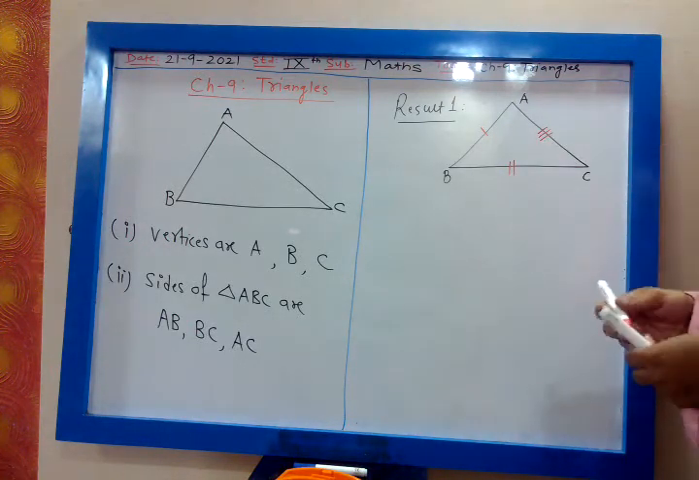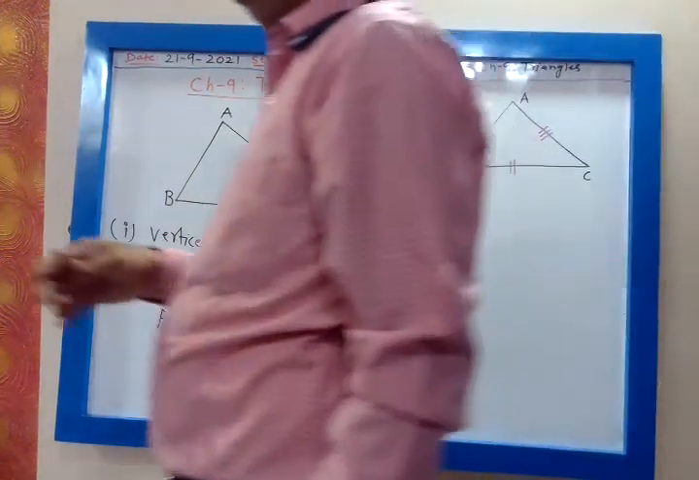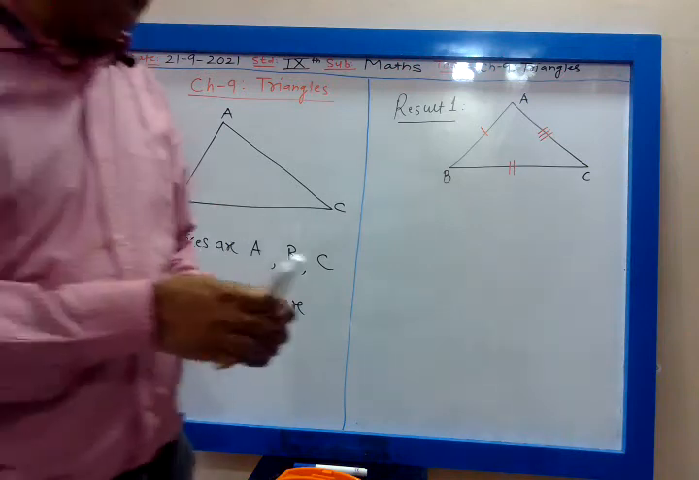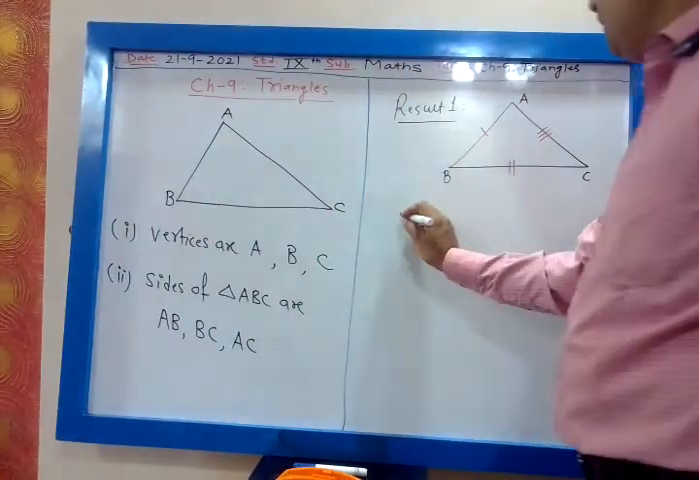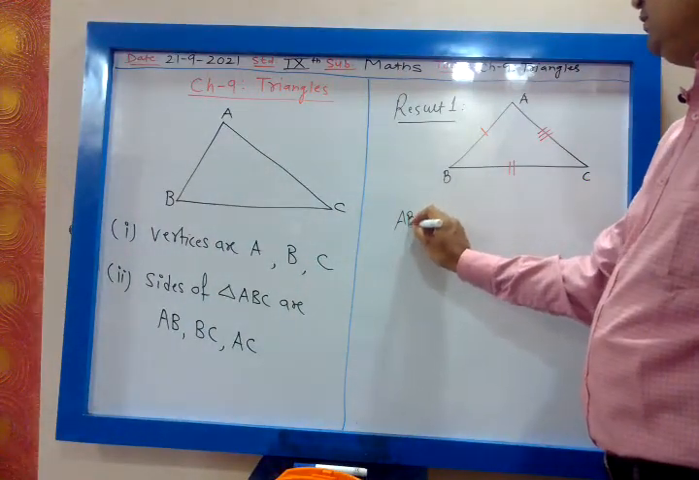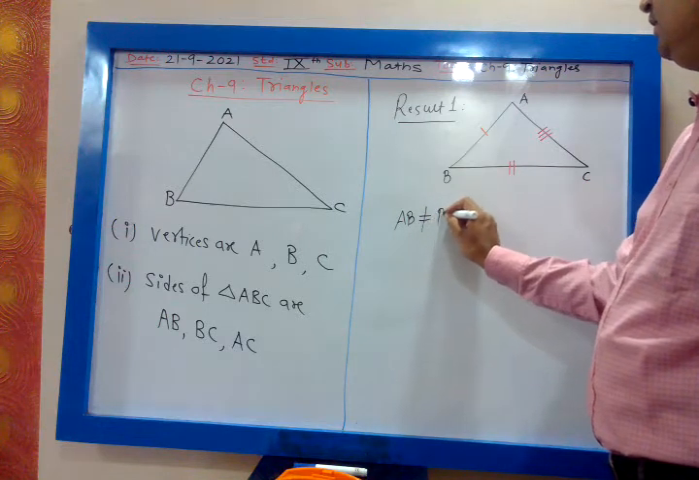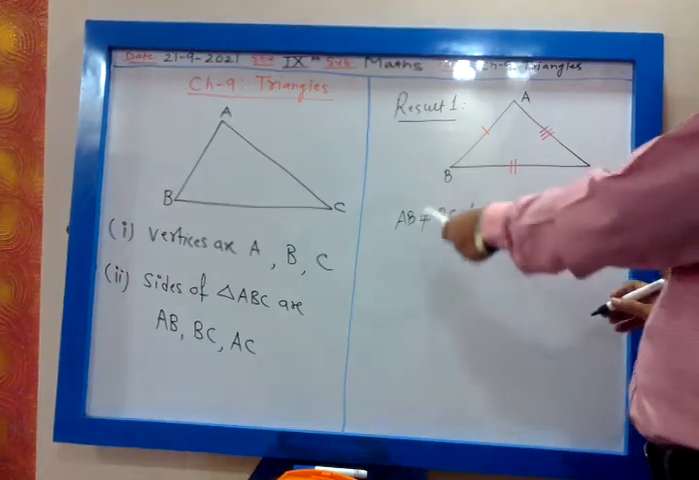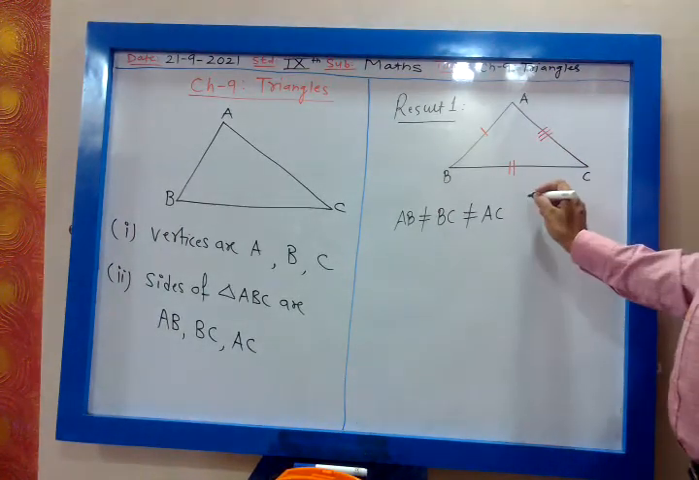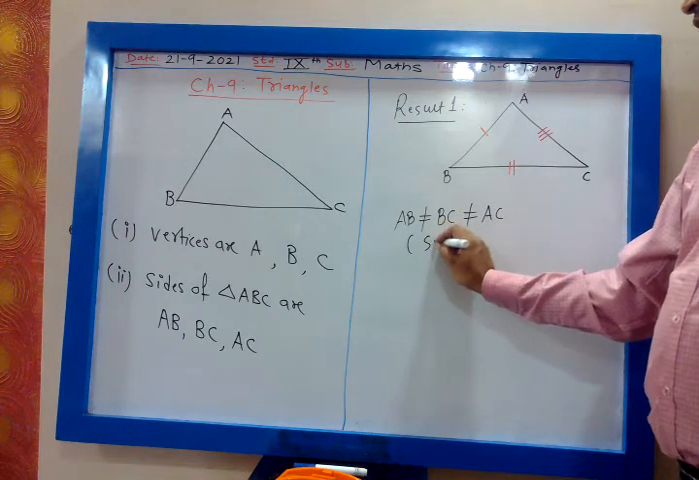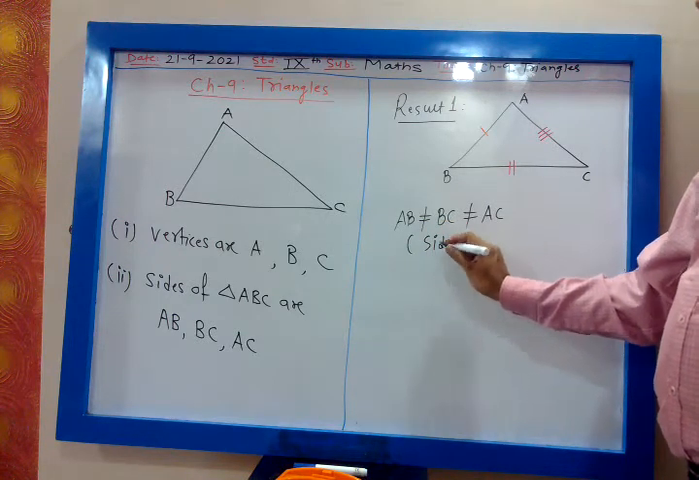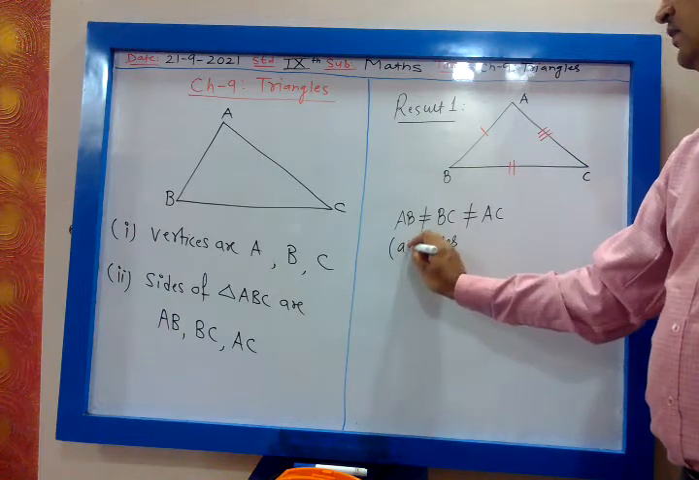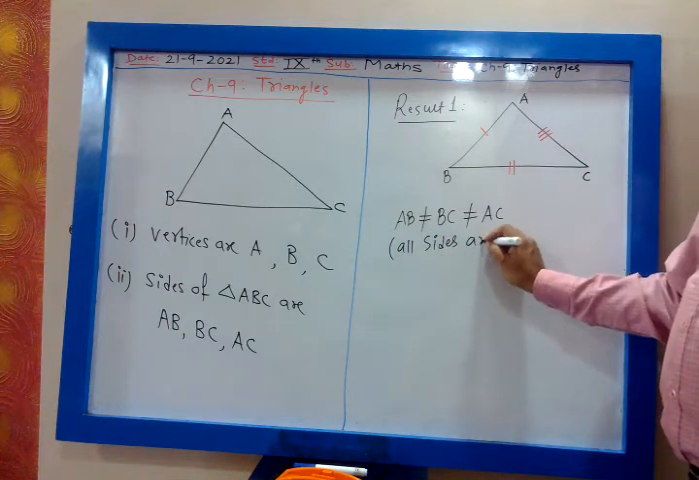AB with one mark, BC with two marks, AC with three marks means ABC are different lengths. AB is not equal to BC, is not equal to AC, means the sides have different lengths. All sides are unequal.